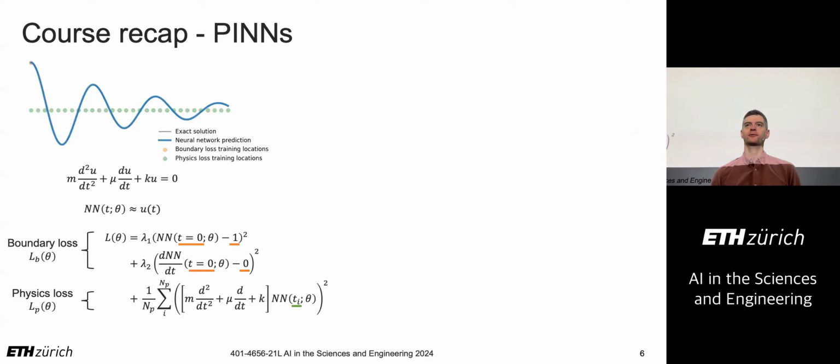Okay, so let's recap the 2 big techniques that we've looked at so far. And what I want to do is just talk about their pros and their cons, so their advantages and their disadvantages. So physics-informed neural networks, you've all seen this by now, so I'm going to go very quickly.